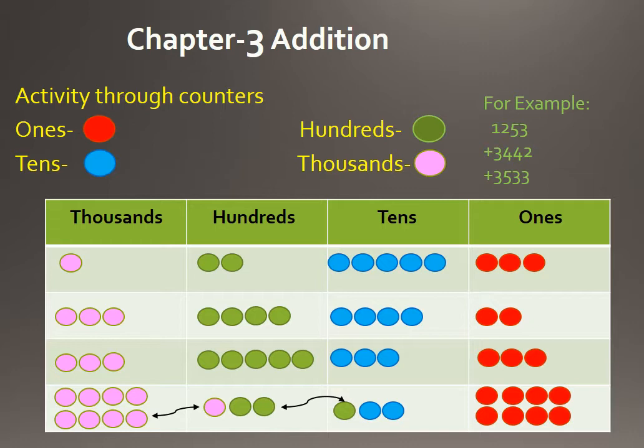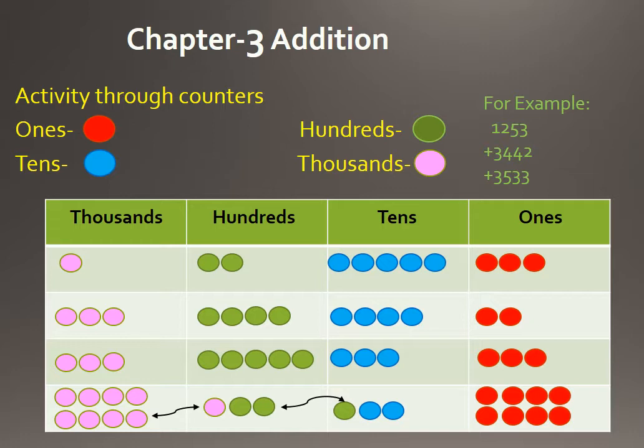But as we know, 10 tens is equal to 100. So here what we have to do? We replace 10 blue counters by 1 green. Clear? Shall I put 1 green at tens place? But this is not the right place to put green on tens. So I shifted it to hundreds.